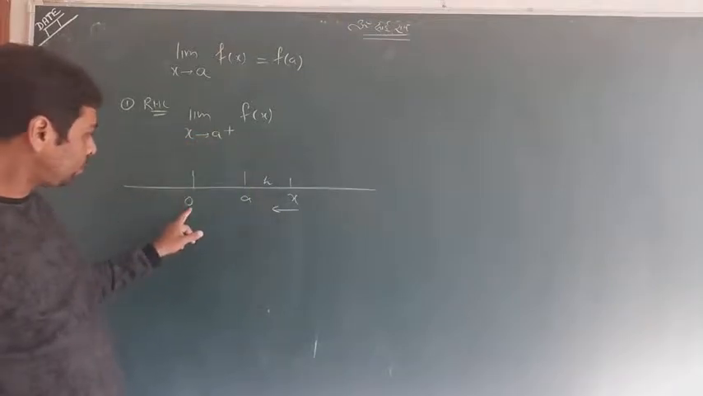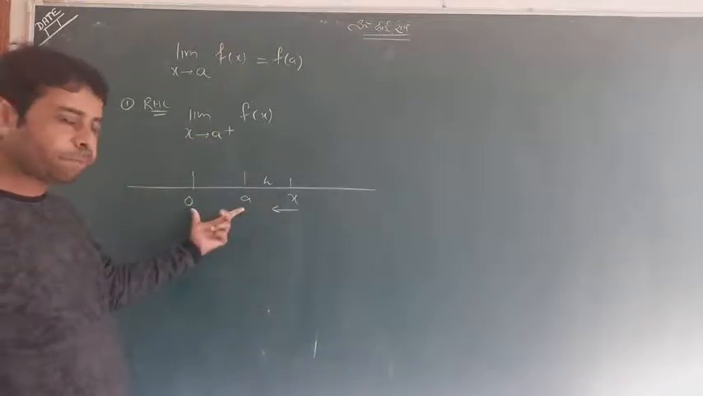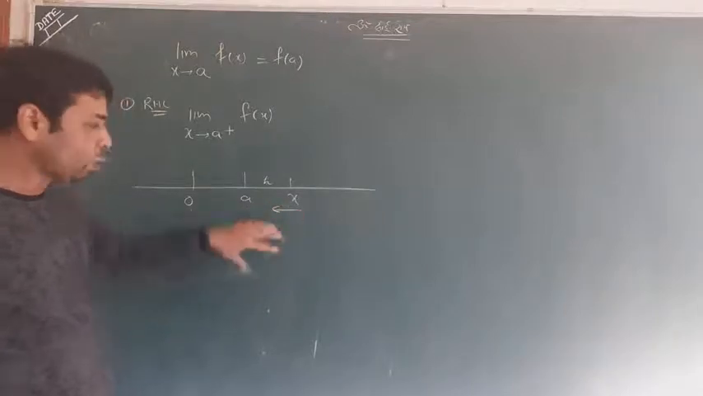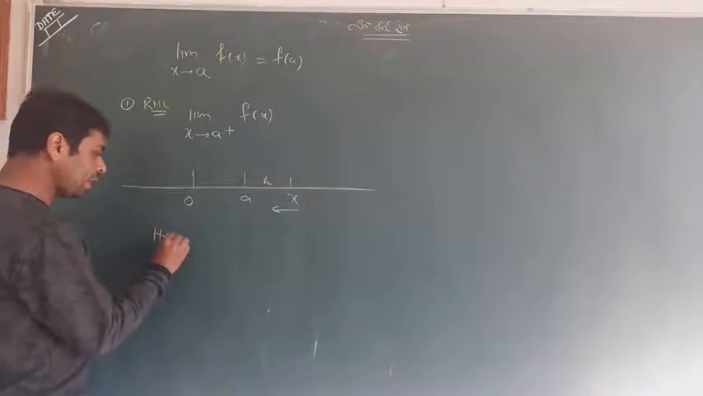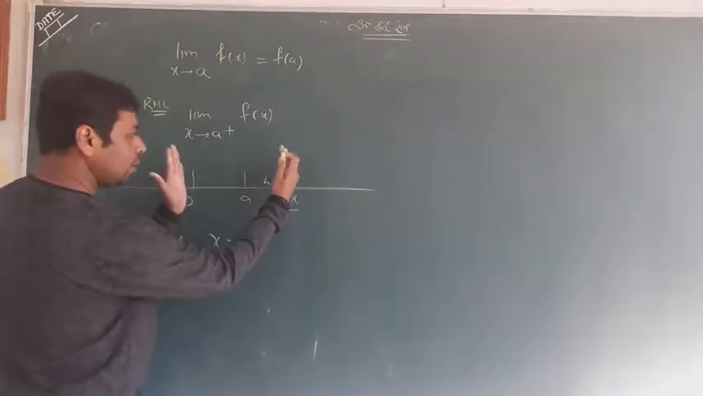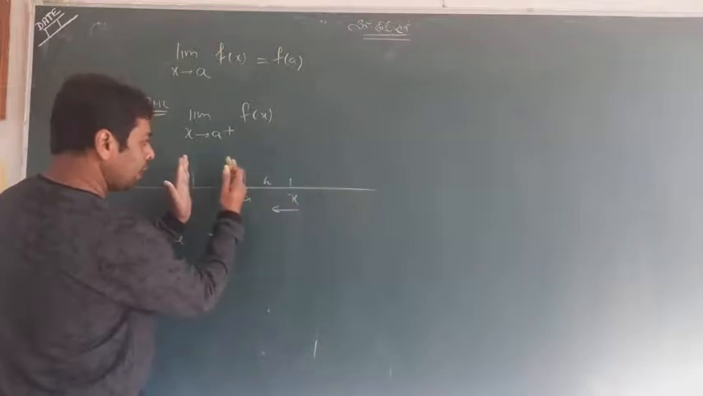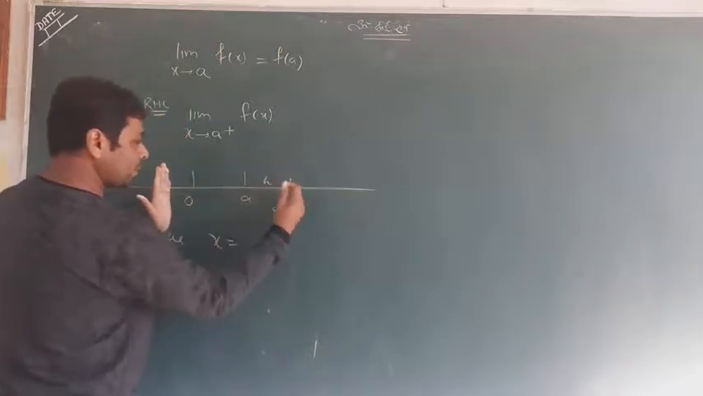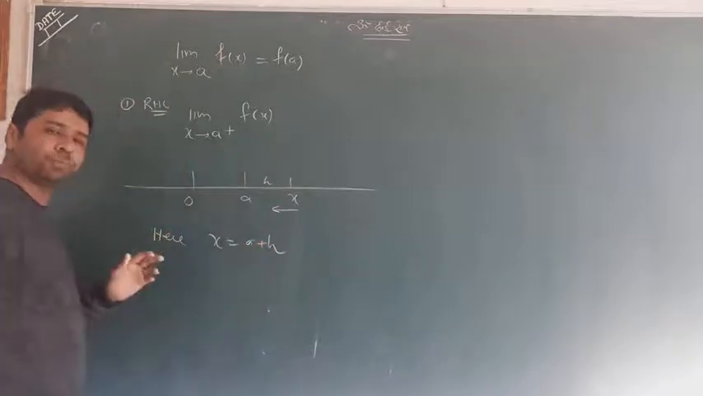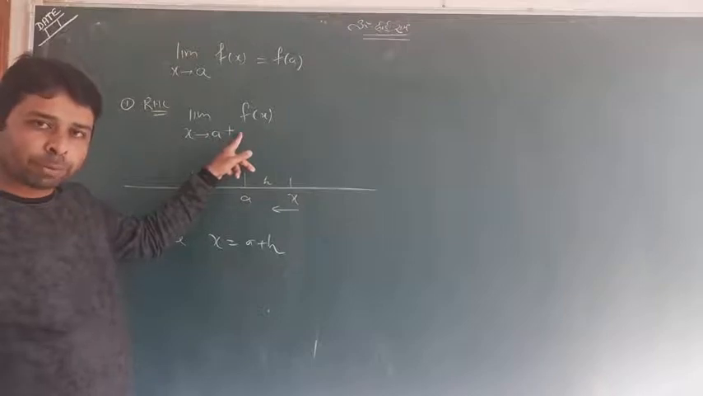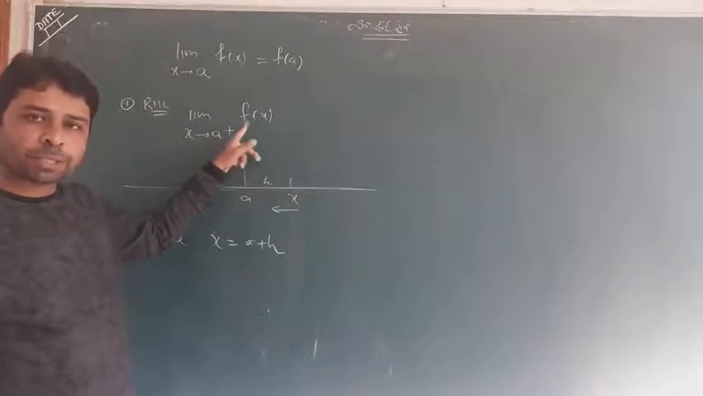This is 0. This distance is a, this distance is h, and this distance is x. Can you see the picture? This is my x, this is a, and this is h. So a plus h is equal to x. This is simple. So x equals a plus h. Try to remember from here: x equals a plus h.